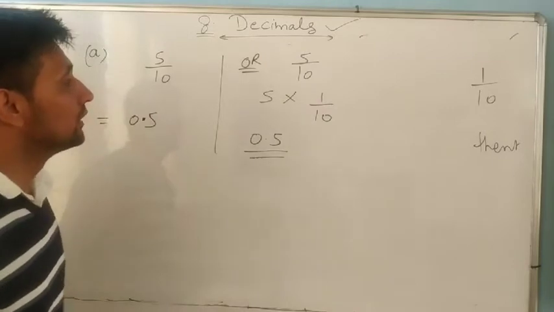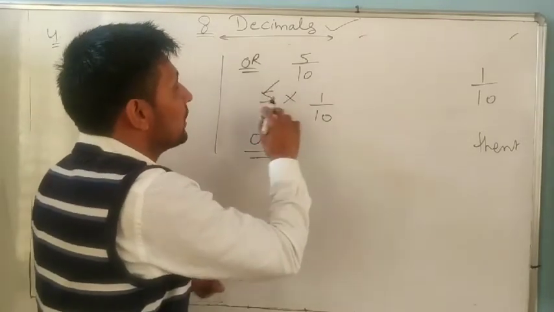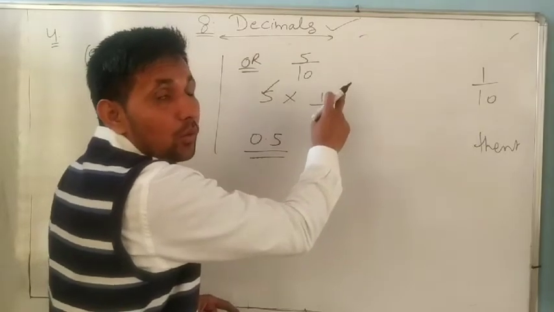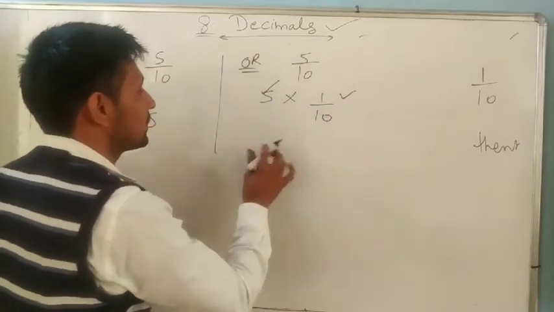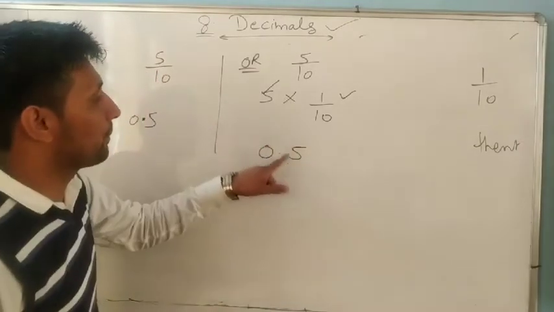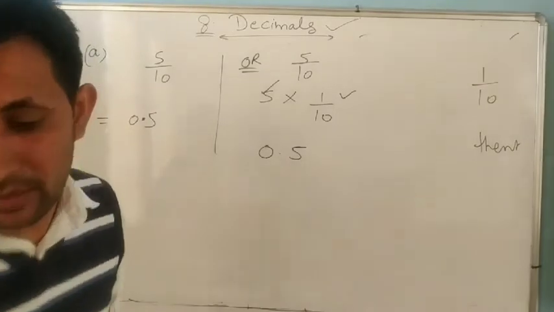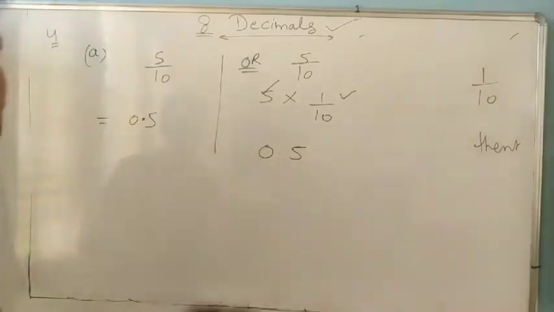Yes, because what is the place value of 5? The place value of 5 is tenth. How will you write tenth? Tenth is always after the decimal. So the place value of 5 is 5 tenths. So you can write it like this. Okay.